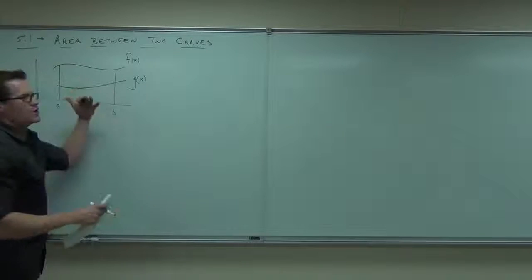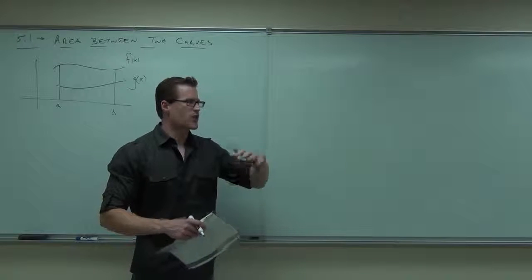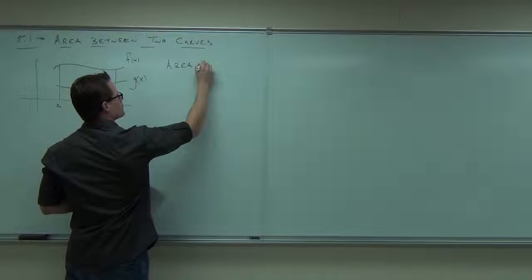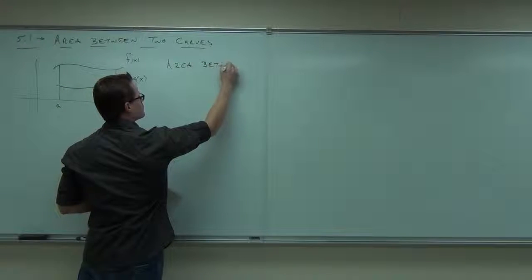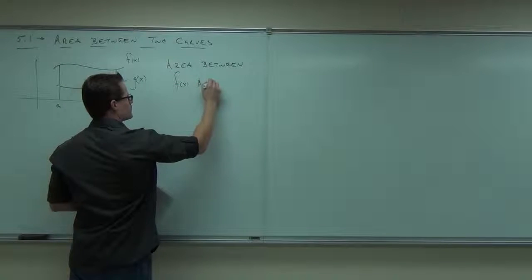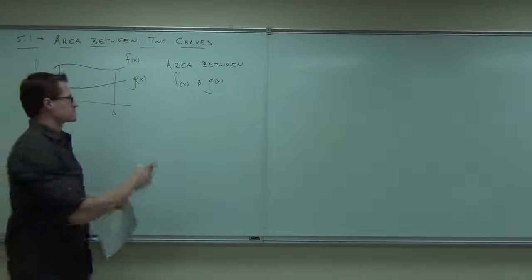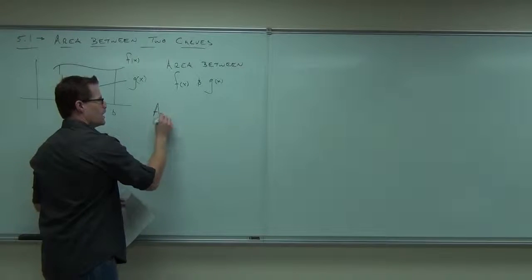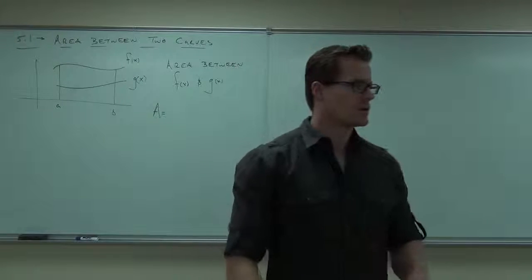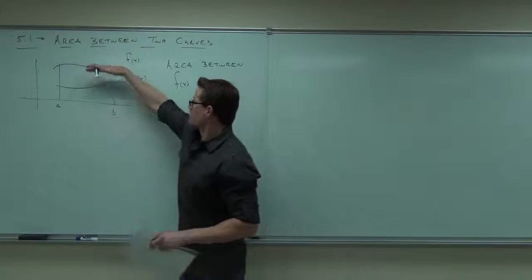You see, we already know how to find the area under f of x, right? And we know how to find the area under g of x. We're talking about the area between them. How would you go about doing that? Give me some ideas. What would you do? Go ahead. Find the area of f of x and then subtract the area of g of x. That might seem logical, right? Because we have this whole area.